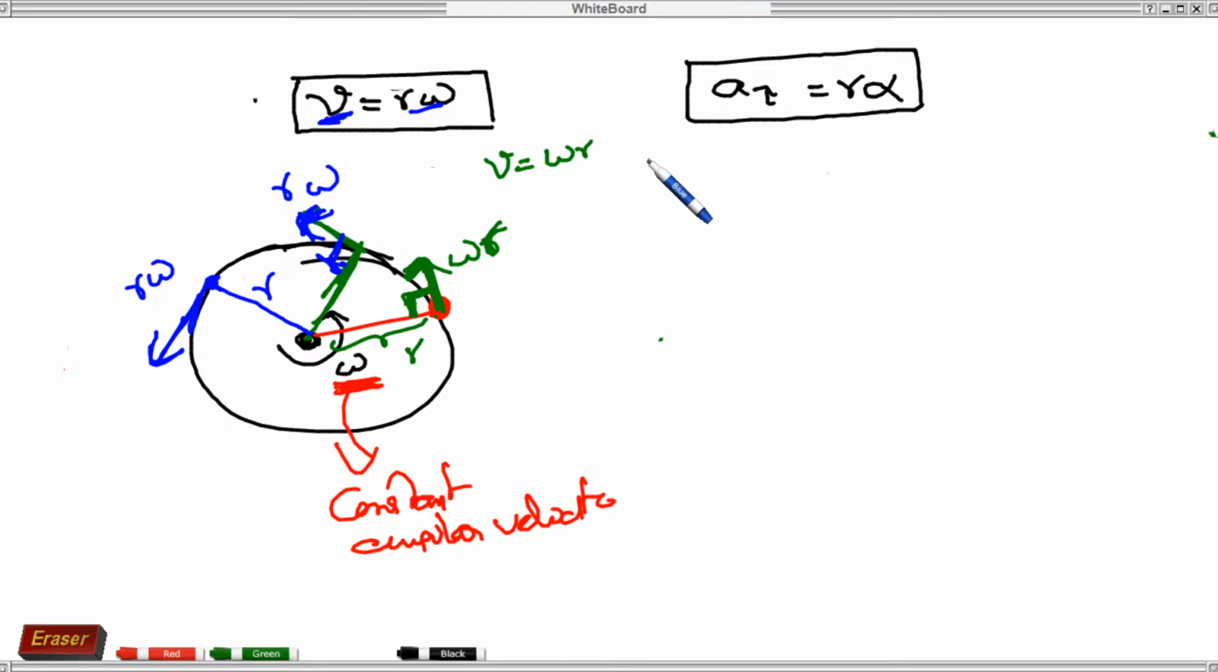But here this is a constant angular velocity, so alpha is equal to 0, which means angular acceleration is 0, because velocity is not increasing, it's constant. So the tangential acceleration is also 0, because here it's omega r, here also it's omega r, and here also it's omega r. When a body is moving with constant linear velocity, its acceleration is 0.